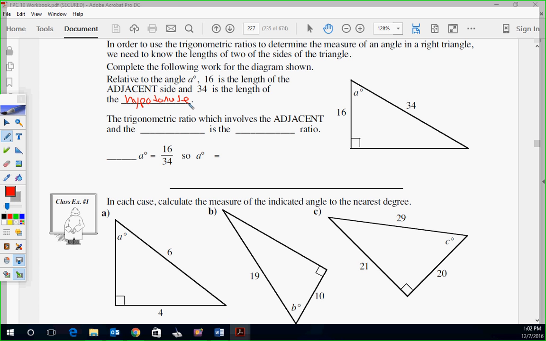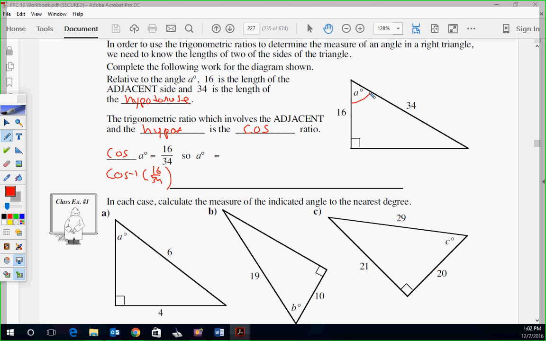So the trig ratio which involves adjacent and hypotenuse is what? Adjacent over hypotenuse is cosine, correct? So cos A is 16 over 34. See how we're setting it up differently? We're trying to find the angle measure. So just like last class, but instead of having the missing piece on the right side, the missing piece is on the left side. We have these, we don't have this. So now we have to do cosine inverse of 16 over 34. That'll tell me what this degree measure is.